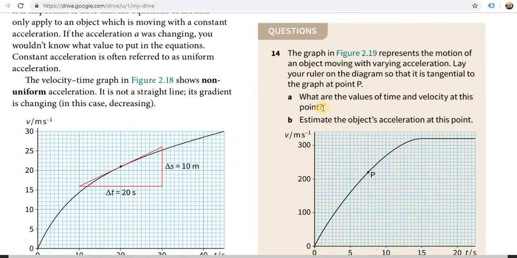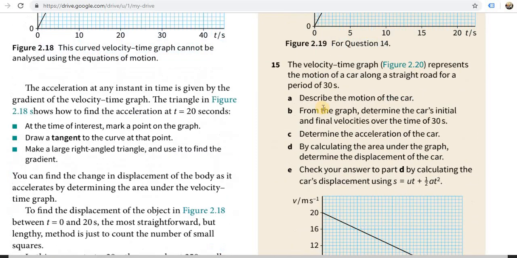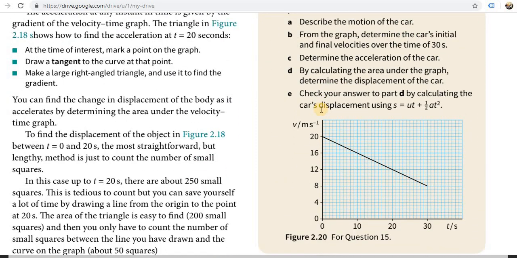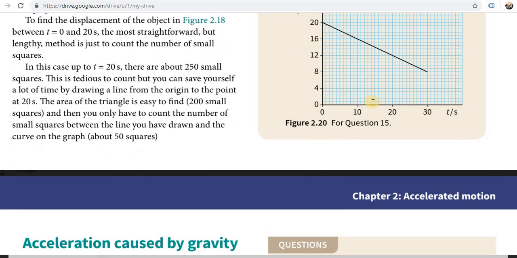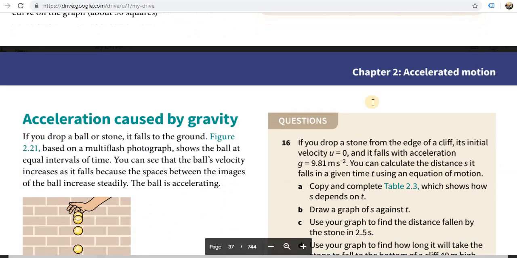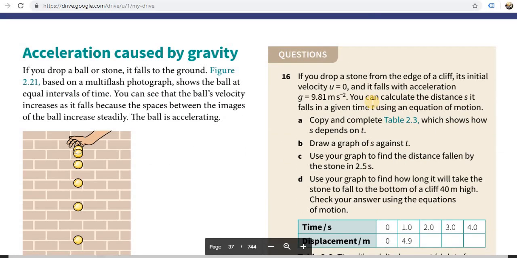Make sure you answer all these questions and check the solutions in the drive or in the CD. The next topic is acceleration caused by gravity.